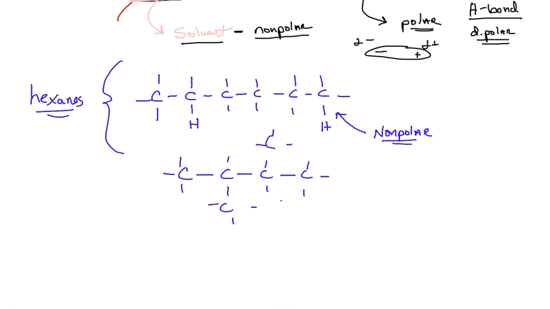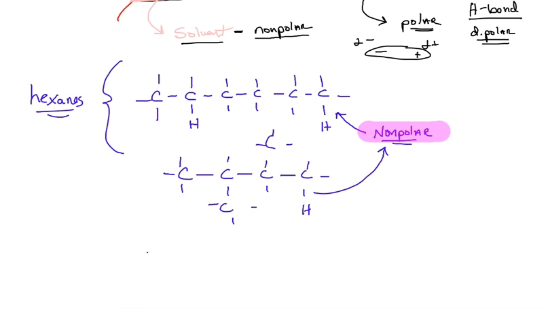It's also nonpolar, even though it's a little asymmetrical. The carbon to hydrogen bond is considered nonpolar because the difference in electronegativity is very small. So we have a very nonpolar part of our solvent. Now we mix in something called ethyl acetate.